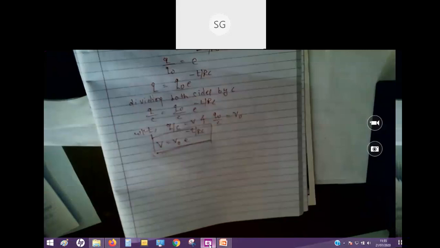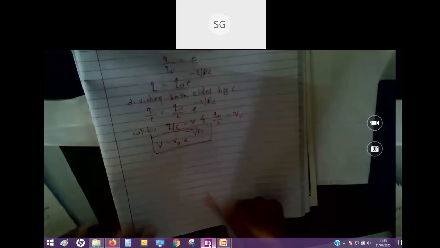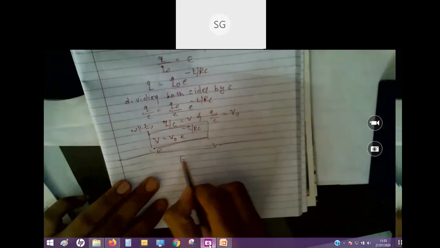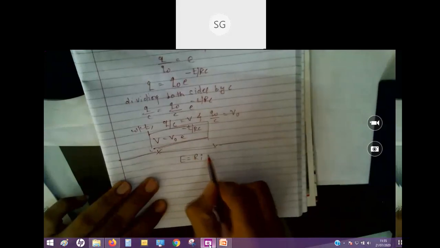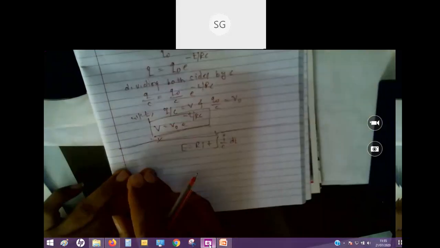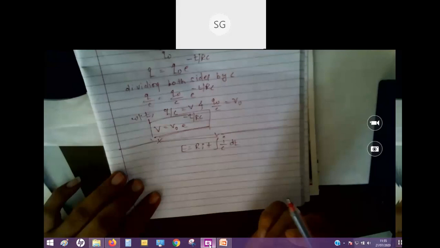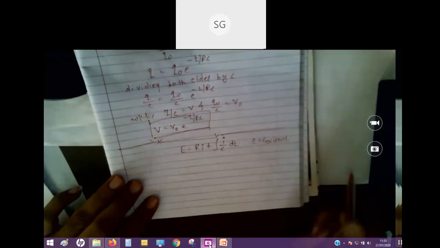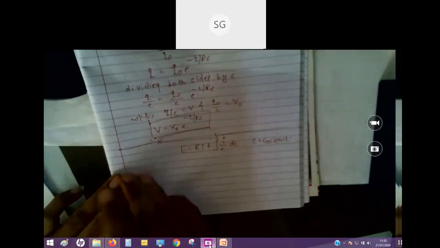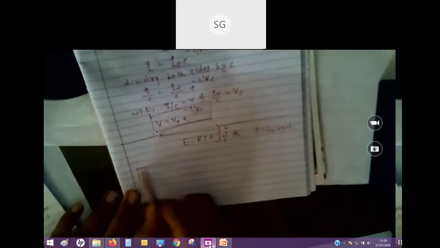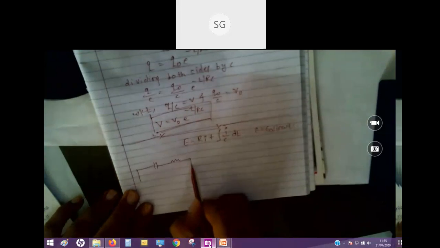So I think the question is understood by you, but for your reference I will again write the equation. E is equal to Ri plus integration of i by C dt, and E is given as E naught sine omega t. They have given that.